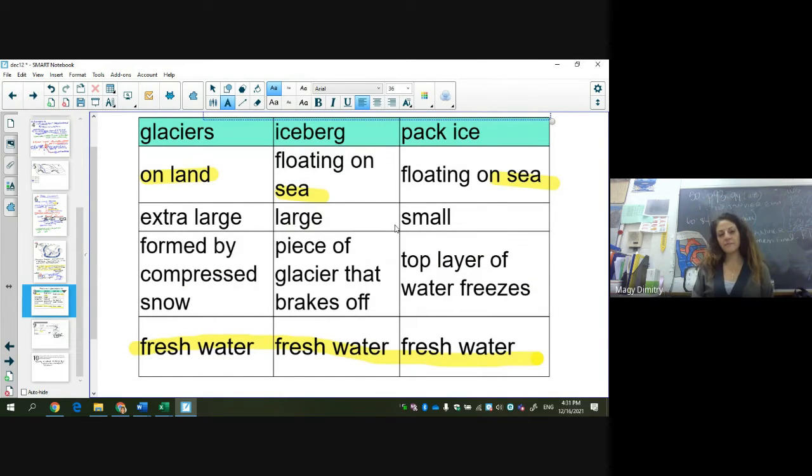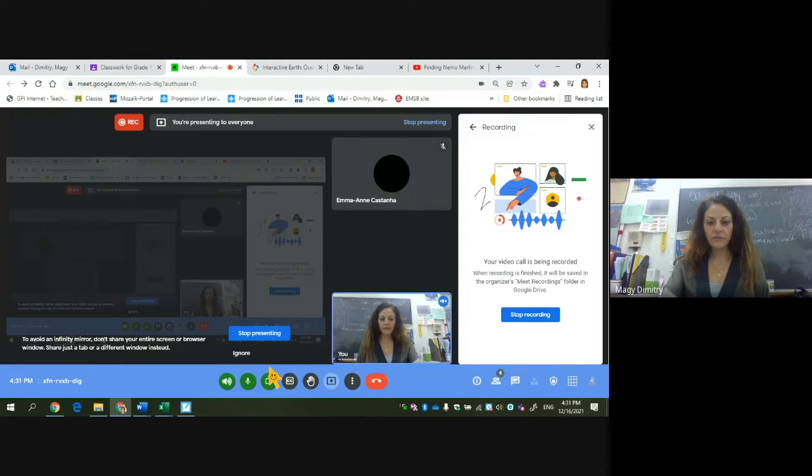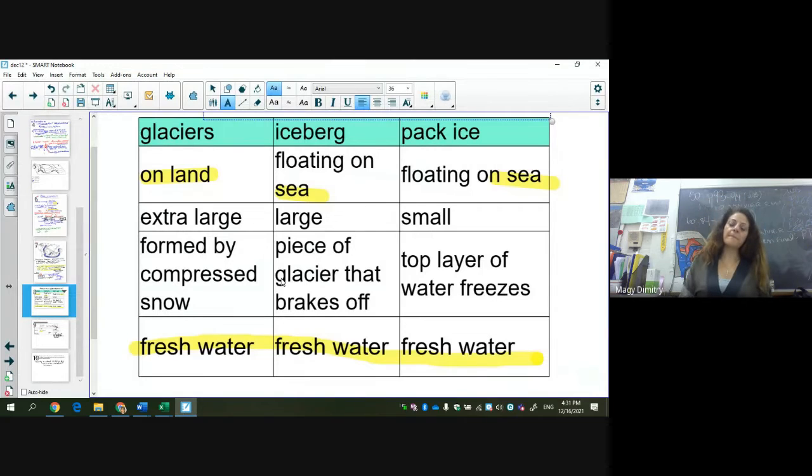So if I look at the difference between a glacier, an iceberg, and pack ice. One thing to remember, the glaciers are generally the largest, and they are on land. I am sharing the screen, I hope. Yes. And then the iceberg is a piece of that glacier that has broken off because it melted, and then you have a floating iceberg in the water. Okay? And lastly, pack ice are just really smaller pieces of ice that are floating around in the sea.